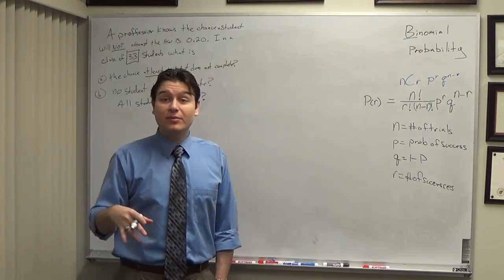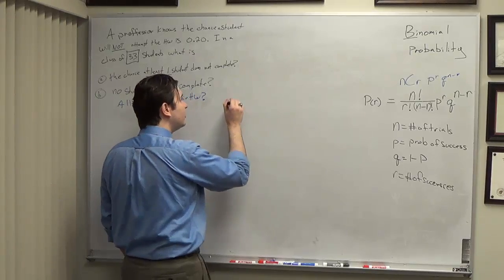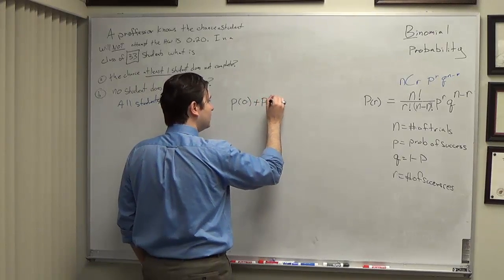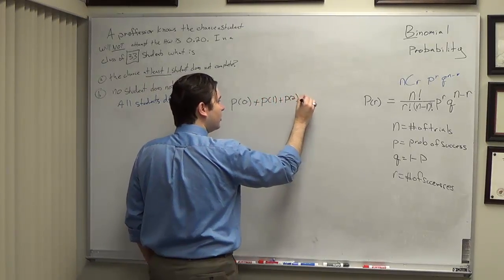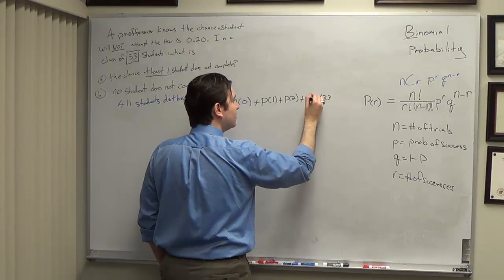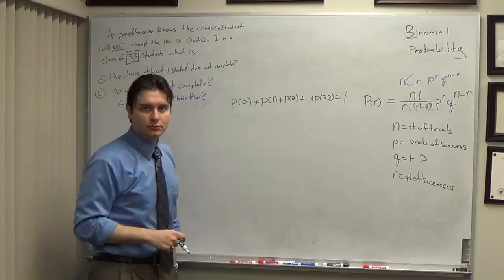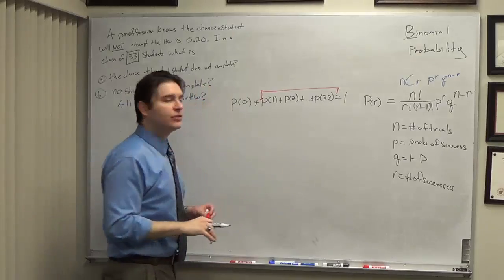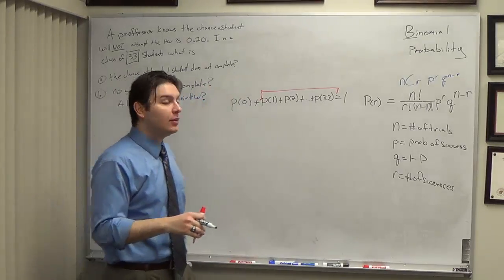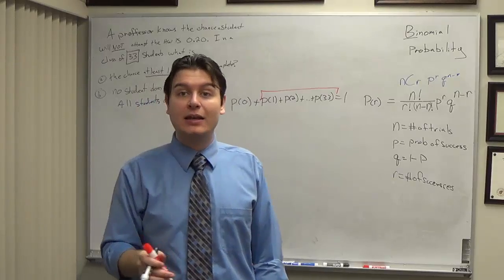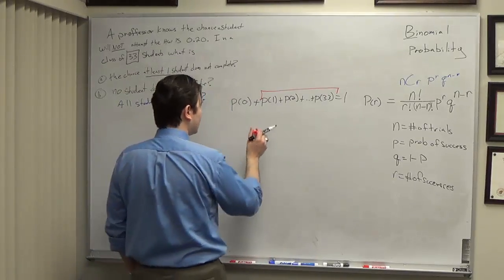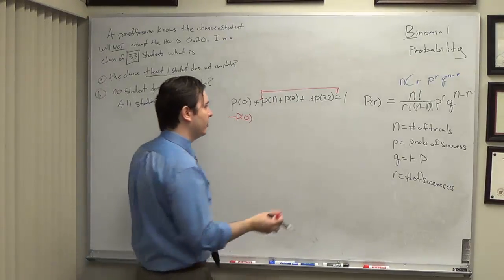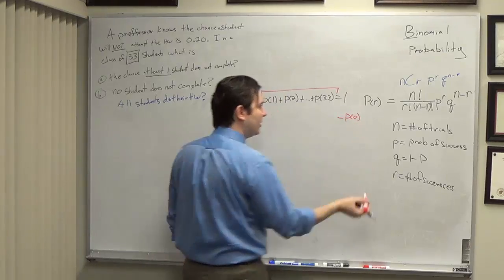Always, the total chance of something happening is 1. So I know that p of 0 plus p of 1 plus p of 2, all the way up to plus p of 33, equals 1. If I want to calculate all of these, I can do that by calculating them one at a time, 33 different times, and adding them up, or I can subtract the probability of no students not completing their homework from both sides of my equation, keeping the balance of the equal sign.